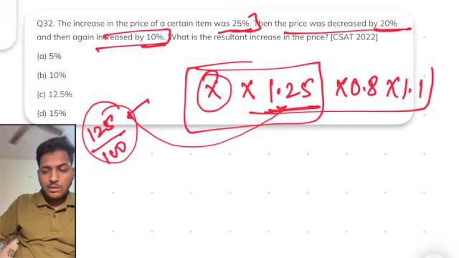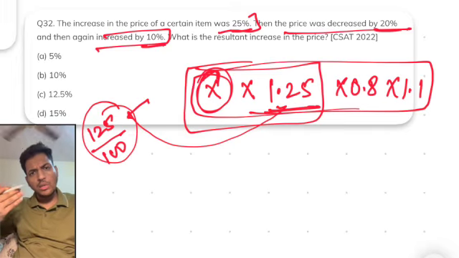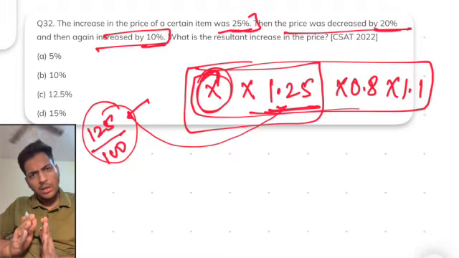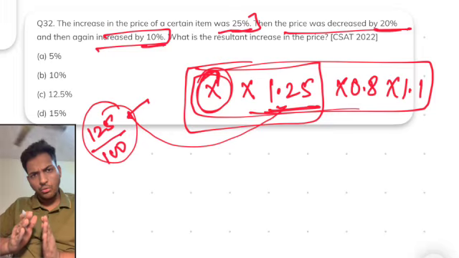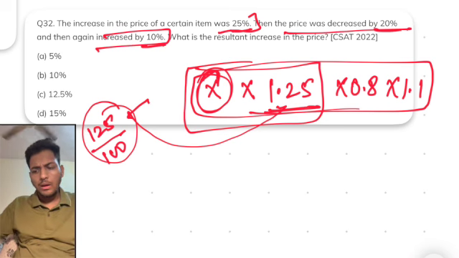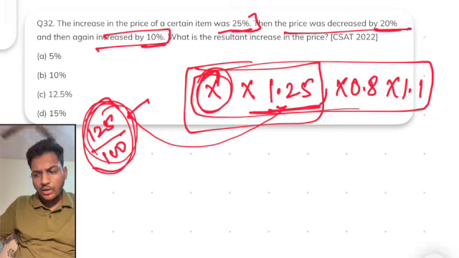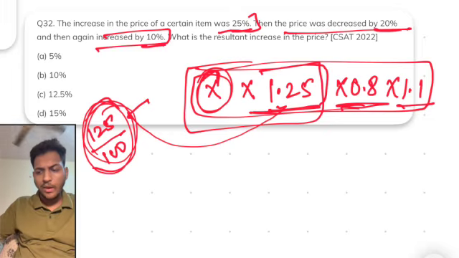This is how simple this question becomes. This is the initial price, and you will keep multiplying. Every time you increase or decrease something, you just have to multiply. This is what I have taught you. You have to increase or decrease a number, you just have to multiply by a simple number, which you can guess very easily if you follow the first lecture. So 1.25 into 0.8 into 1.1, this is the final price.